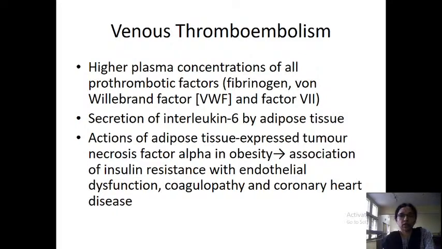And then the mechanism underlying the development of venous thromboembolism in obese women is that these women display higher plasma concentrations of all the prothrombotic factors, which include fibrinogen, von Willebrand factor, and factor 7. And also these women have high rates of secretion of interleukin 6 by the adipose tissue, and the secretion of interleukin 6, in combination with the actions of adipose tissue expressed tumor necrosis factor alpha, could underlie the association of insulin resistance with endothelial dysfunction, coagulopathy, and coronary heart disease. So this explains the mechanism of development of venous thromboembolism in obesity.